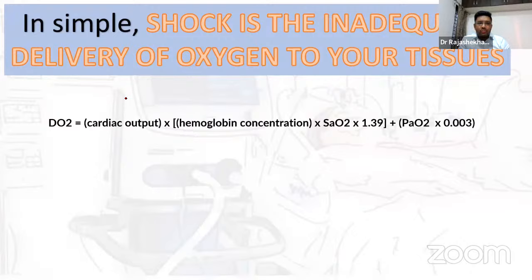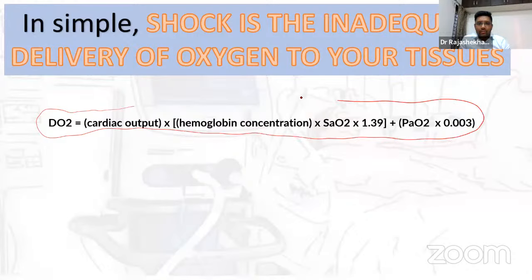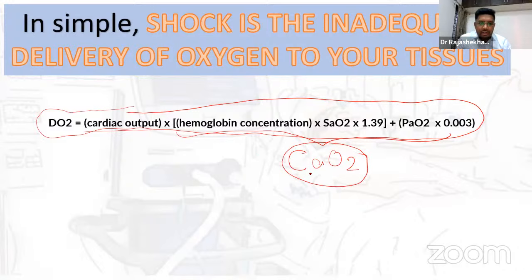You might have learned this particular formula in physiology. So your delivery of oxygen depends on the cardiac output and the concentration of oxygen in the arterial blood. This is determined by the hemoglobin, the saturation, and the PaO2. So what all does your delivery of oxygen to the tissues depend on?